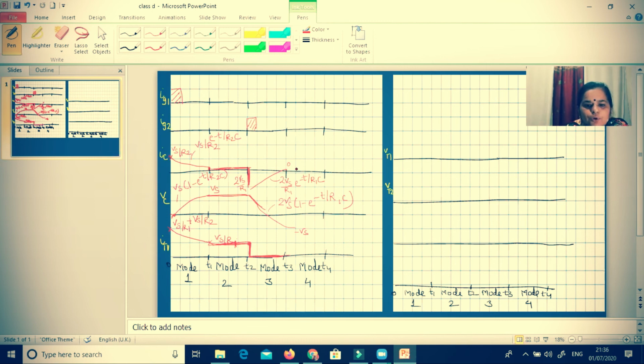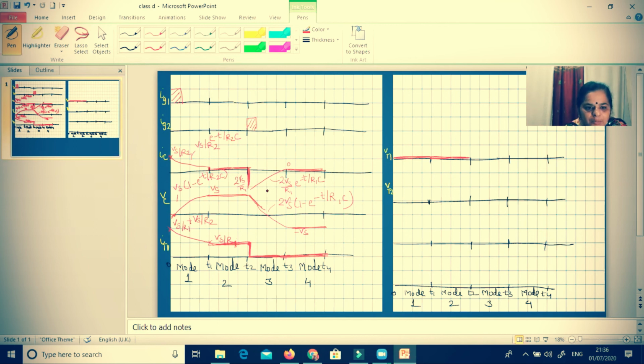Now, what about mode 4? In mode 4, IC is 0. VC will sustain its value at minus Vs and IT1 will be 0. So, this is the waveform of IG1, IG2, IC, VC and IT1. Now, if I want to plot VT1 and VT2, since in mode 1 VT1 is on, it will be 0. In mode 2 also VT1 is on, so it will be 0.